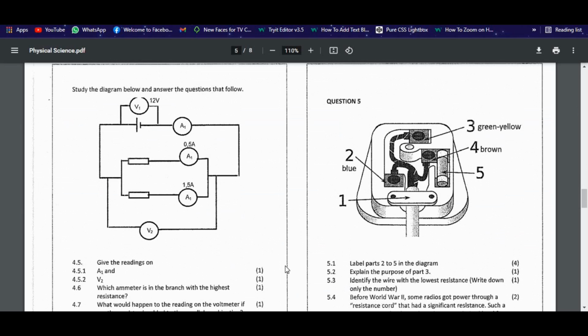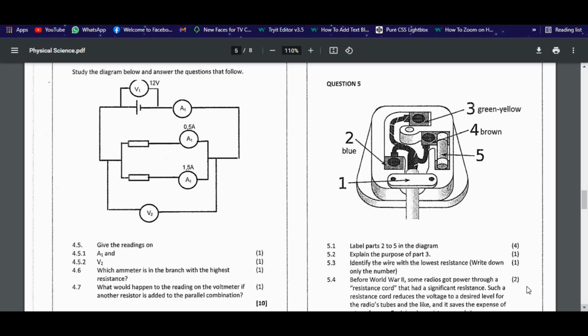4.5, the questions intensify a little bit. Study the diagram below to answer the following questions. Looks like they're all 1 mark. So, give the readings on ammeter 1 and voltmeter 2. Again, no resistance here. As you can see here, there's a current of 0.5 amps and 1.5 amps.